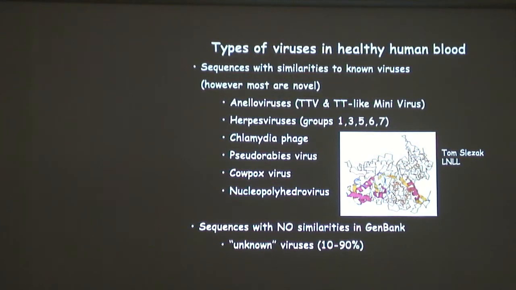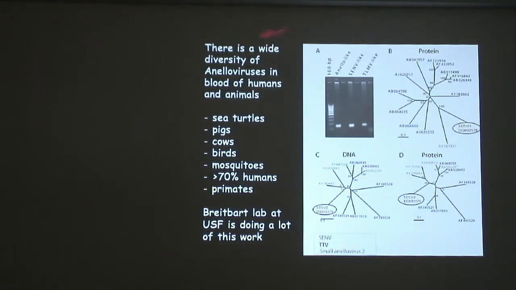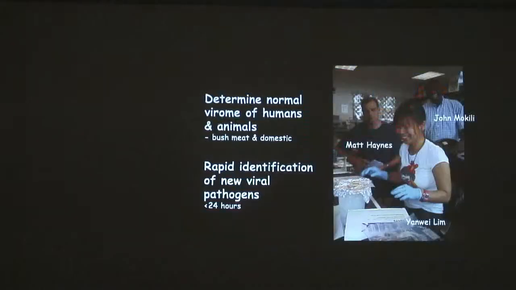Okay? And again, you can range from unknown viruses being 10% to 90% of the sequences you find in these things. And in this case, right, with the human stuff, we know really well that those are not human DNA because we have that to compare with. So it's really amazing out there. This is just TTV, and really these adenoviruses are everywhere. These are in everything. And Breitbart Lab has been doing a lot of that, but basically everything from sea turtles to mosquitoes to humans, they're all over the place.